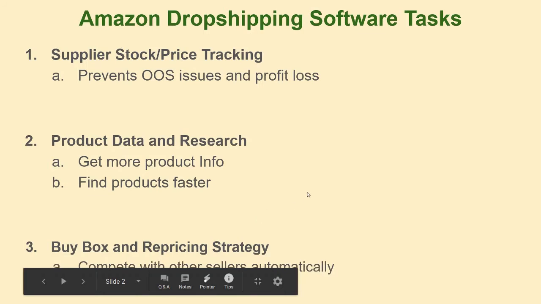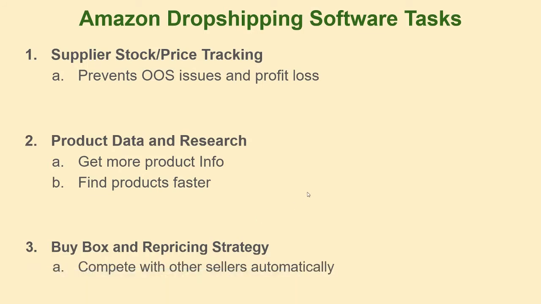Now, another reason or another purpose of software is for buy box and repricing strategy. Which really is just competing with other sellers automatically. So, you will find on Amazon other sellers, being that multiple sellers sell on the same listing, you'll find that sellers on a listing will sometimes keep lowering the price, and software can automatically go in and make your price lower to match their price. Otherwise, if you want to stay competitive, you will have to manually go in and do that yourself. So that's another reason for using software.